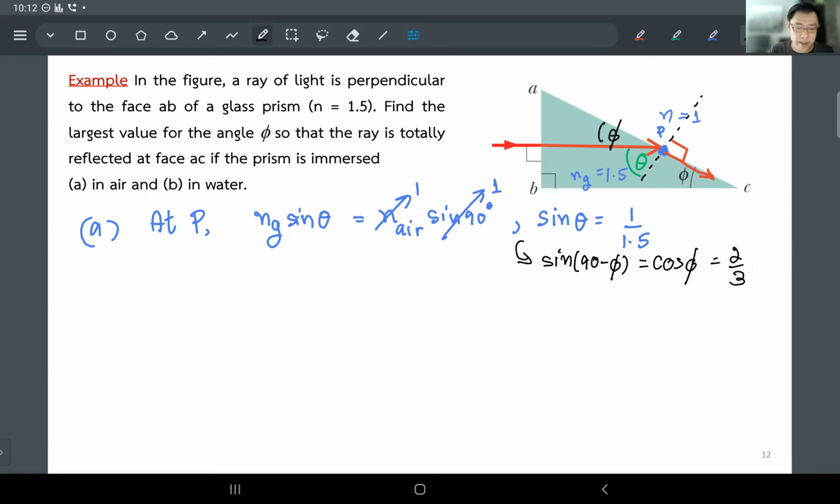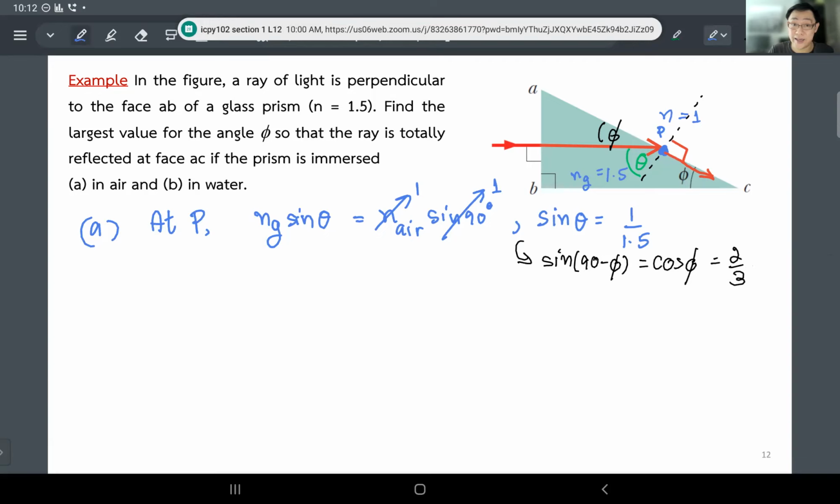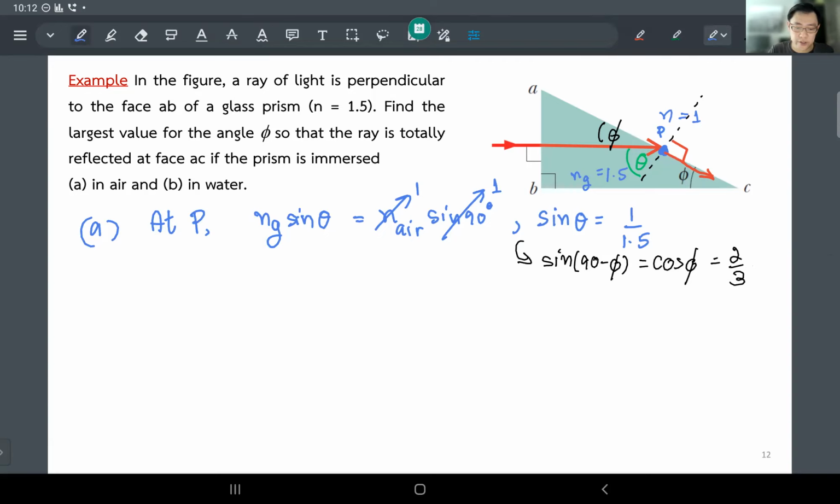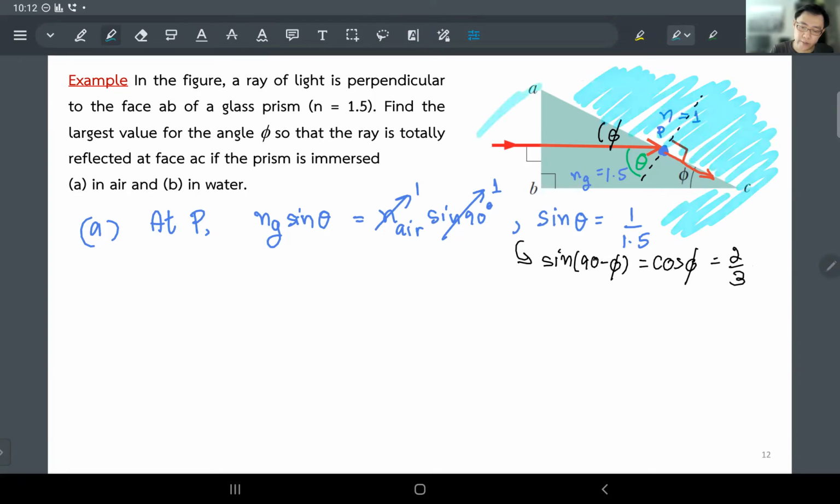So for part B, they said, what if, instead of having this prism in air, you immerse this in water? All you have to do is change the medium around this one to be water. So there's nothing new at all. The condition that you still need at point P is the same configuration, which means the refracted beam is supposed to make a 90-degree angle with the normal.